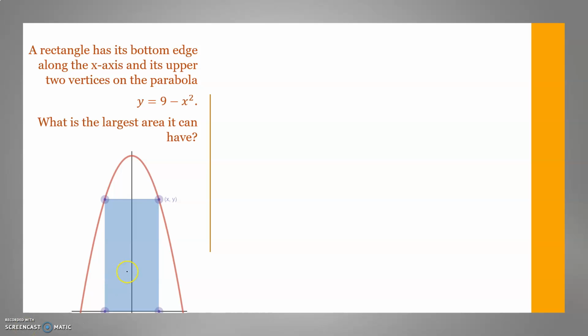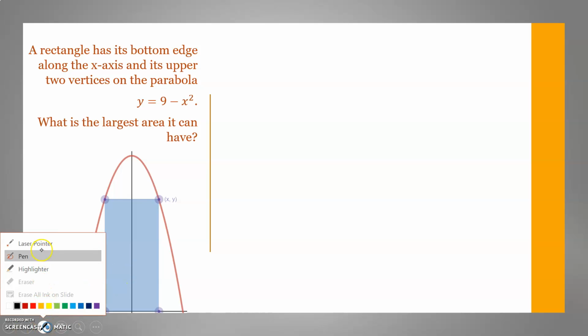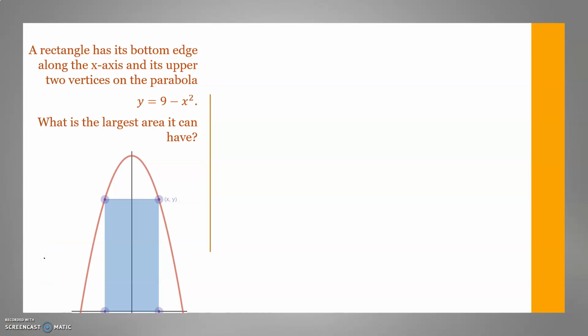All right, here's our next one. We have a rectangle that is sitting on the x-axis, and its upper two vertices are on this parabola, 9 minus x squared. I'm going to look at this parabola a little bit more carefully so that you can understand the question better.